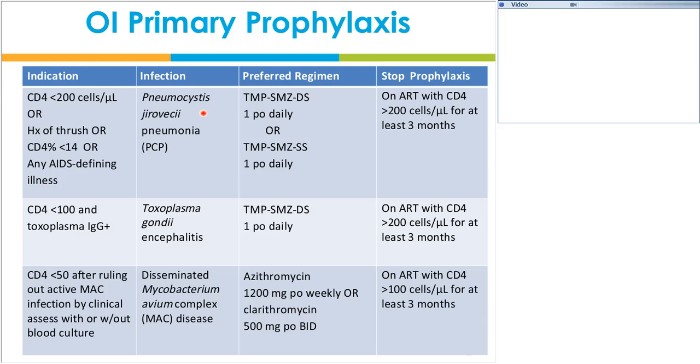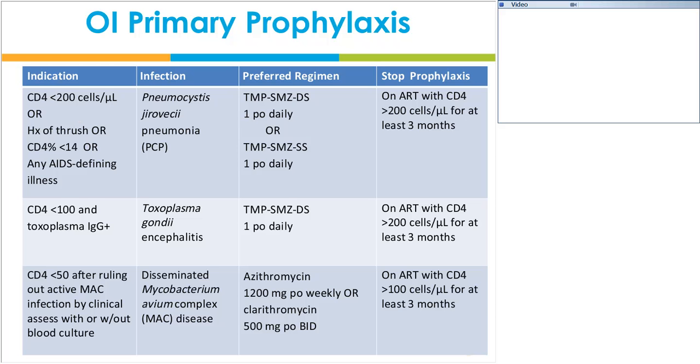For pneumocystis pneumonia, you will always want to start prophylaxis when a patient's CD4 count is less than 200. This one has a couple of other caveats as well. You could start prophylaxis for PCP if the patient has a history of thrush or they have a CD4 count of less than 14, which is our hallmark for AIDS diagnosis, or have any AIDS-defining illness. The agent used for prevention of PCP is trimethoprim-sulfamethoxazole, double strength, 1 tablet daily.